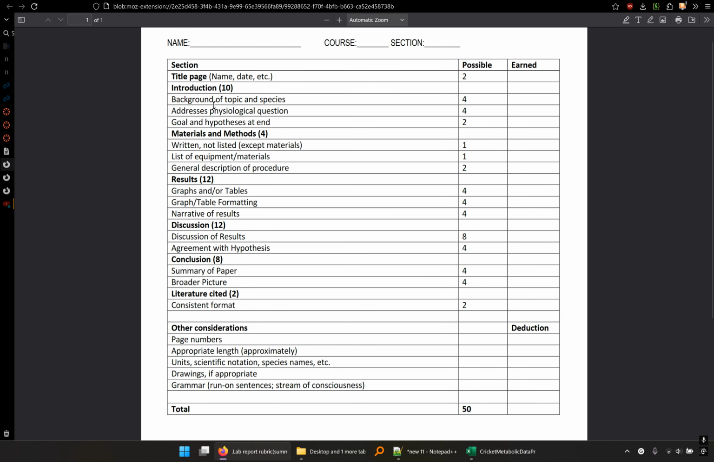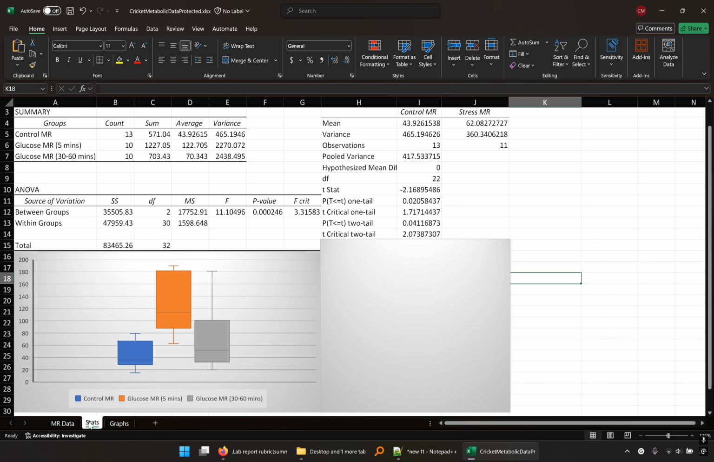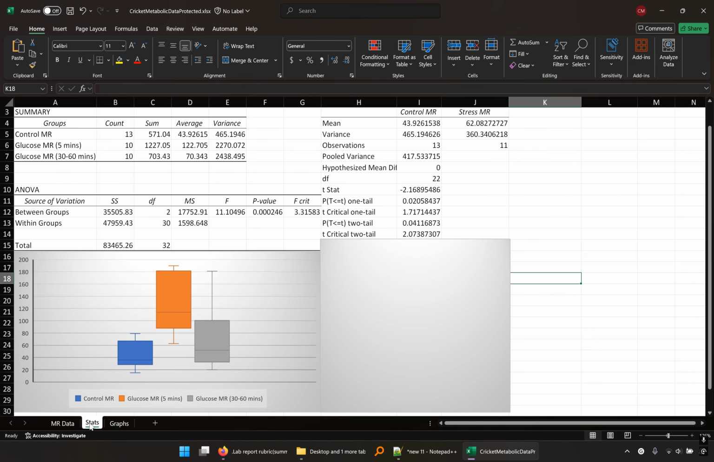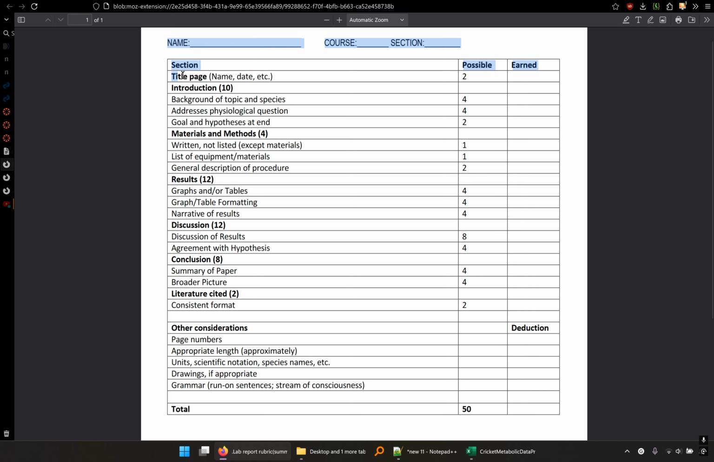I'm going to be going through the rubric and talking about individual sections, and then I'm going to have a separate little chapter on how to run your statistical tests and how to plot your values and plot your graphs, so how to actually produce these. So we start with the title page.